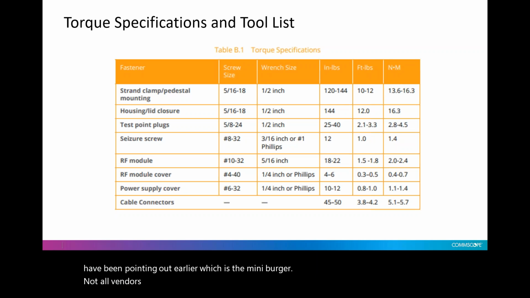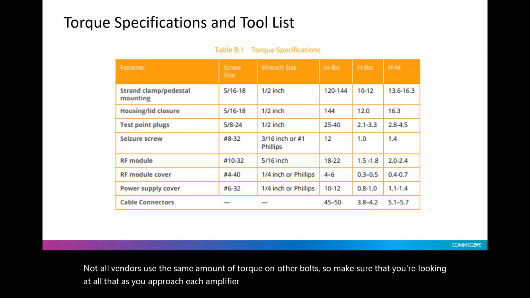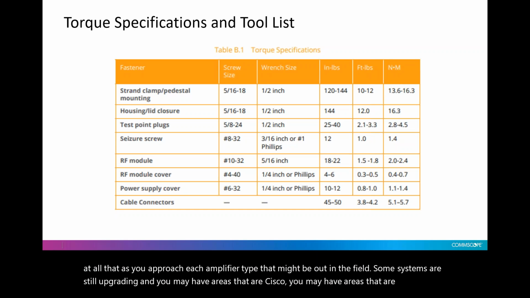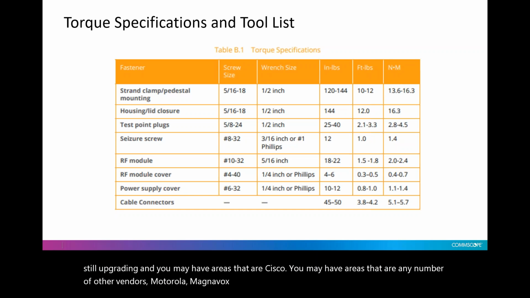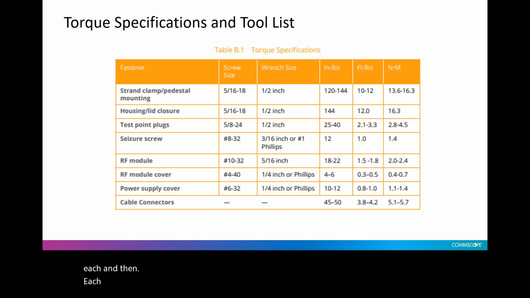Not all vendors use the same amount of torque on all their bolts, so make sure that you're looking at all that as you approach each amplifier type that might be out in the field. Some systems are still upgrading, and you may have areas that are Cisco, or any number of other vendors: Motorola, Magnavox, Ecor. Just make sure you're following the guidelines for each individual product, and try to maintain a library and keep the manuals close, available to you at all times.